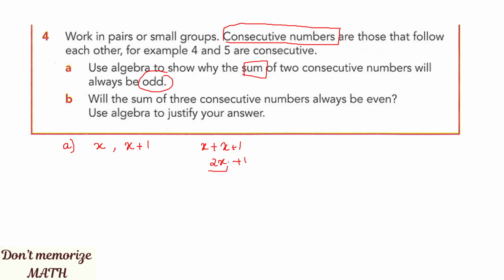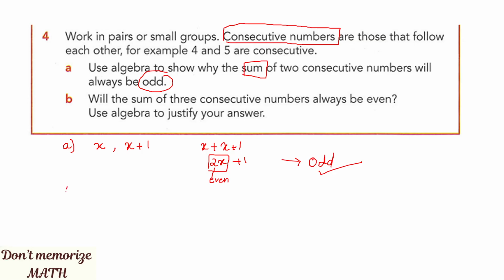So what is 2x? 2x means whatever value x has, we are multiplying it by 2. Any number, if you multiply by 2, you will always get an even number, right? I will repeat: if you have any number and multiply it by 2, you always get an even number. So here 2x is always even, and so 2x plus 1 will be an odd number. So the sum of two consecutive numbers will always be odd. You can just write: 2x is even, so 2x plus 1 is odd.